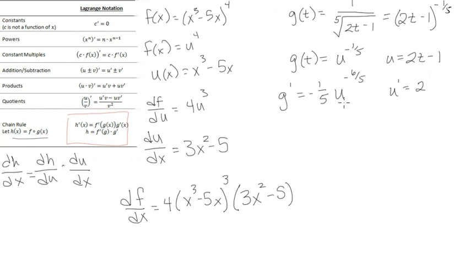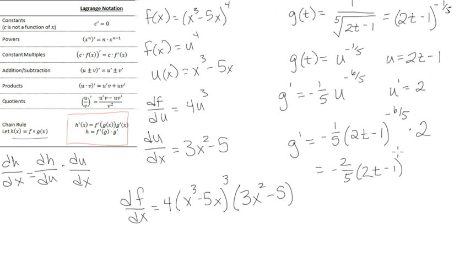I now combine the two. I get that g prime with respect to t is equal to negative 1/5, I substitute in 2t minus 1 for u, to the negative 6/5 times the derivative of u, which is just 2. So I could rewrite that as negative 2/5 times 2t minus 1 to the power negative 6/5.